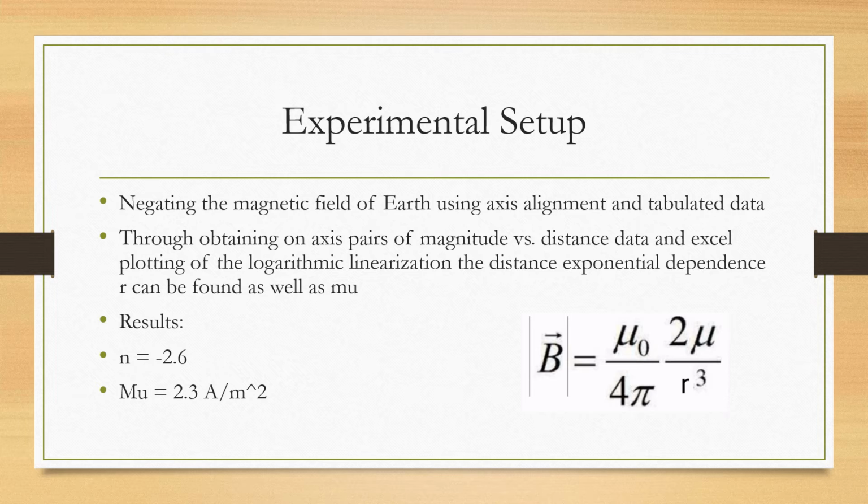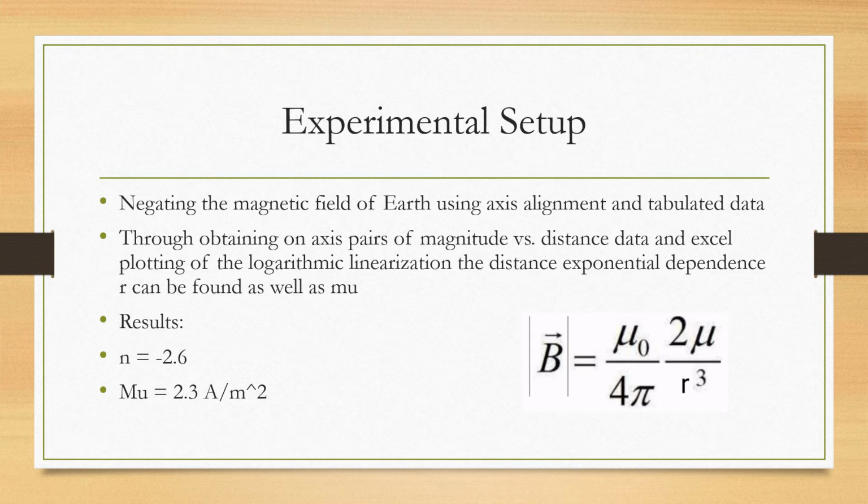And then using the logarithmic linearization seen on that previous slide, which is just the natural log of the simplified equation, also on that last slide, we can easily take that plot, plotting ln of k versus ln of r, and find the slope n. Experimentally I found that it was equal to negative 2.6, which is different than the expected negative 3 proposed by the Biot-Savart law.